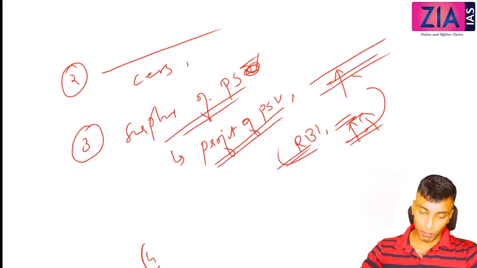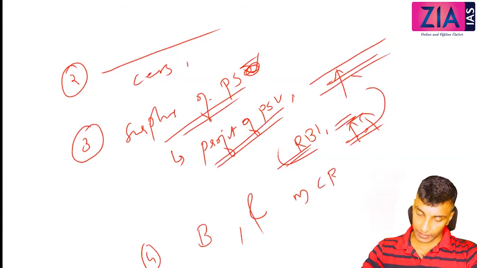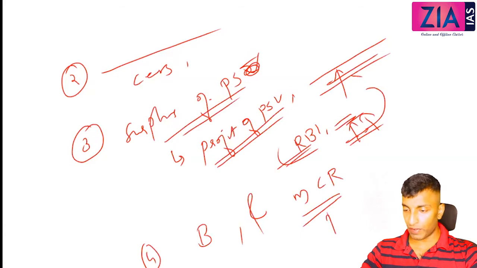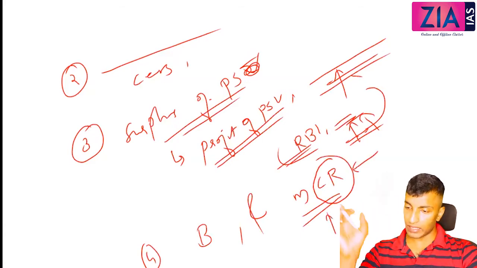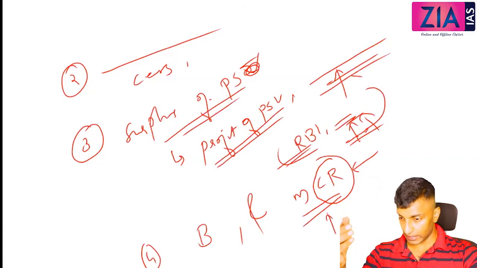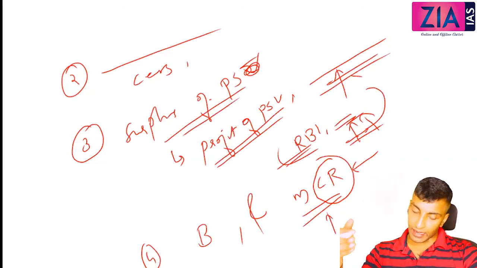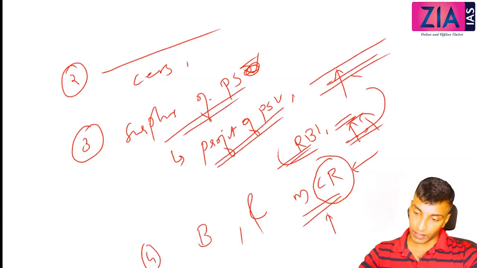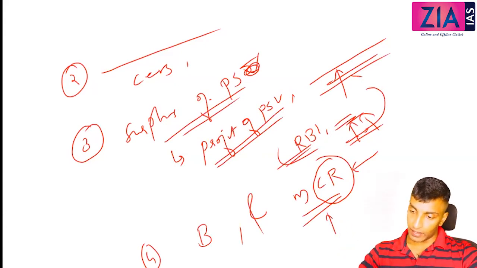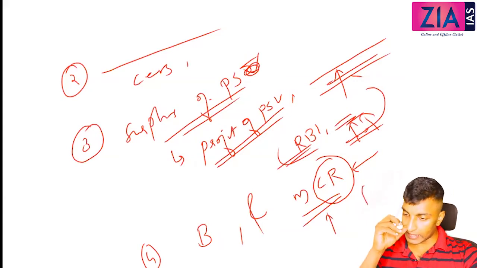Next point you can write borrowings and miscellaneous capital receipts. Miscellaneous capital receipts, we will discuss in the chapter of budget what is capital receipts, what is revenue receipts and what is capital receipts. So you can write in bracket, miscellaneous capital receipts include disinvestment. Disinvestment means actually sale of any asset by government.